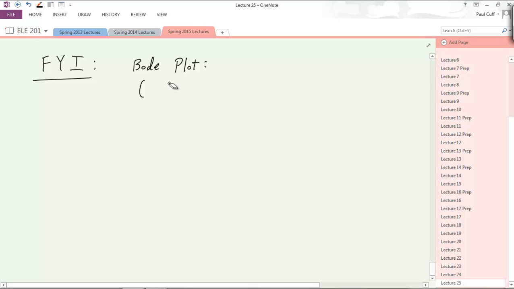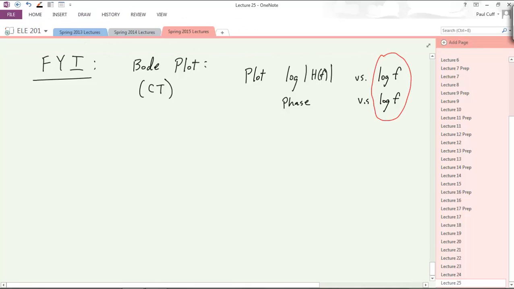So first of all, it's a continuous time thing. If you have a continuous time frequency response, it's a way of plotting the frequency response in terms of log magnitude and phase. Of course it's common that you might want to plot it that way, but what the Bode plot does is it puts the frequency axis on a log scale as well. So it does it versus log f in both cases, and that's really what is different about a Bode plot versus what we've already seen about plotting the magnitude and phase.